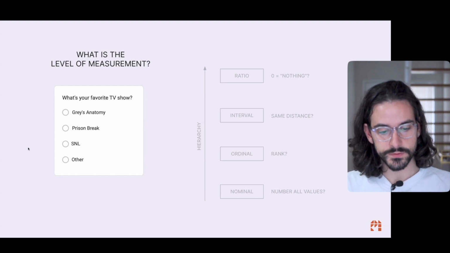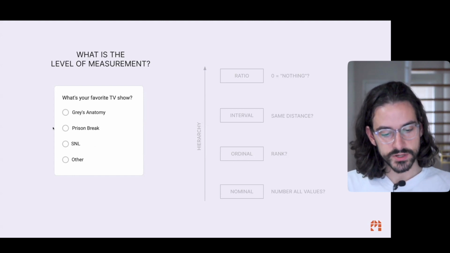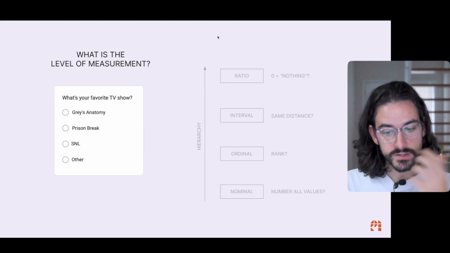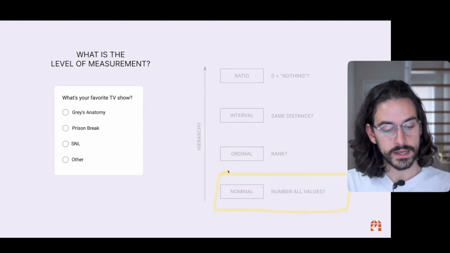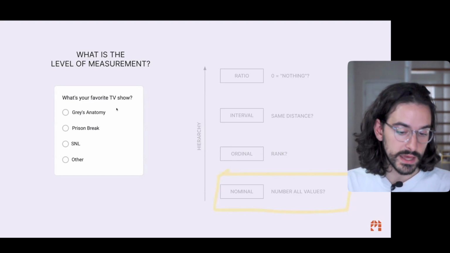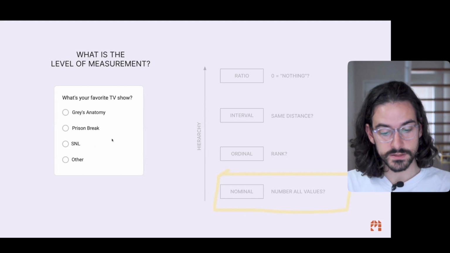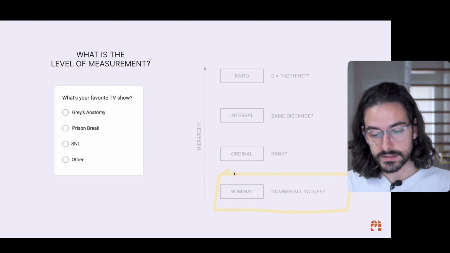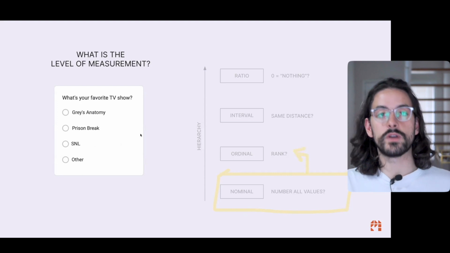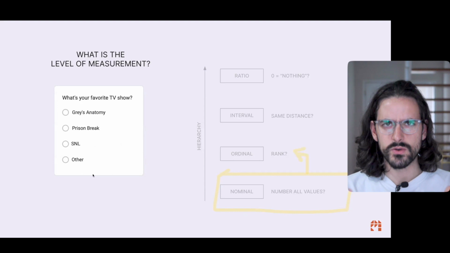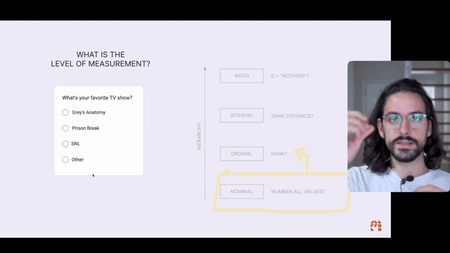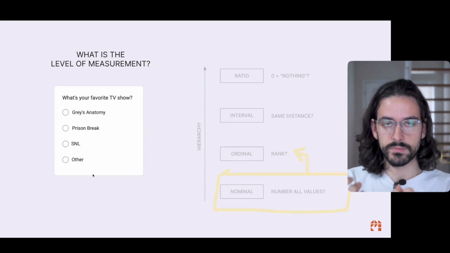This is the question: what's your favorite TV show? Grey's Anatomy, Prison Break, SNL, or other. So what's the level of measurement? In this case, it is nominal, right? It's nominal because all the values could be labeled with a number, right? So that's possible. Nice. Now, can we promote it to ranking? Can we rank Grey's Anatomy, Prison Break, Saturday Night Live, or other just on its own? No, there's nothing about Grey's Anatomy that makes it inherently better than Prison Break.